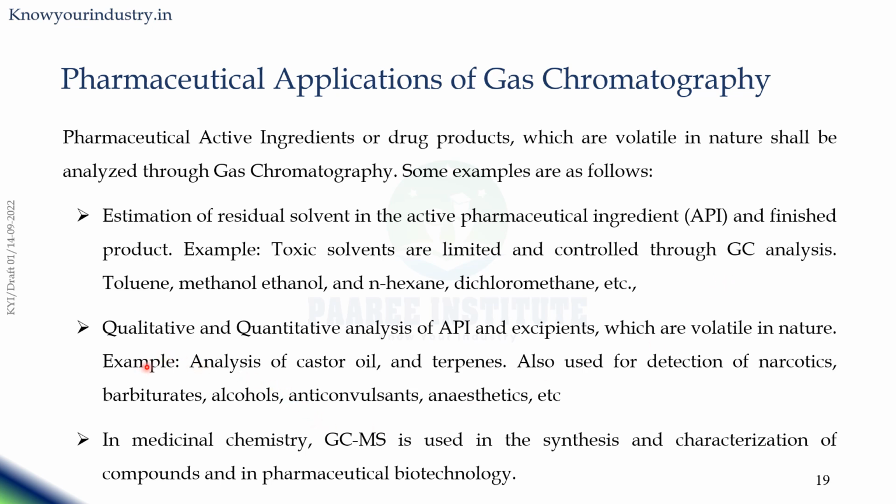Then you can also analyze various active pharmaceutical ingredients as well as excipients which are volatile in nature. It is also used for the analysis of castor oil, terpenes, and detection of narcotics, barbiturates, anticonvulsants, anesthetics, alcohols, etc. In medicinal chemistry, GCMS is used in the synthesis and characterization of compounds in pharmaceutical biotechnology.